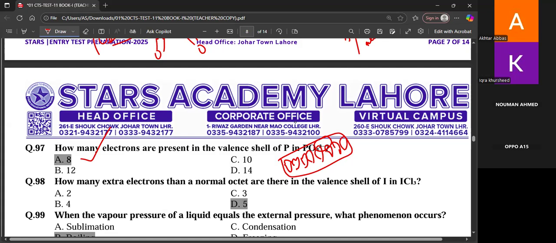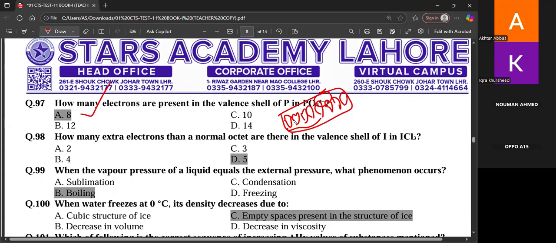Okay, from the broken heart formula, you can find the valence electrons. Phosphorus belongs to group 5A, so we can make 5 hearts. And minus 3 means 3 more electrons are added, so we can add 3 hearts. So the total hearts are 8, and the valence electrons are also 8. So your option is alpha.